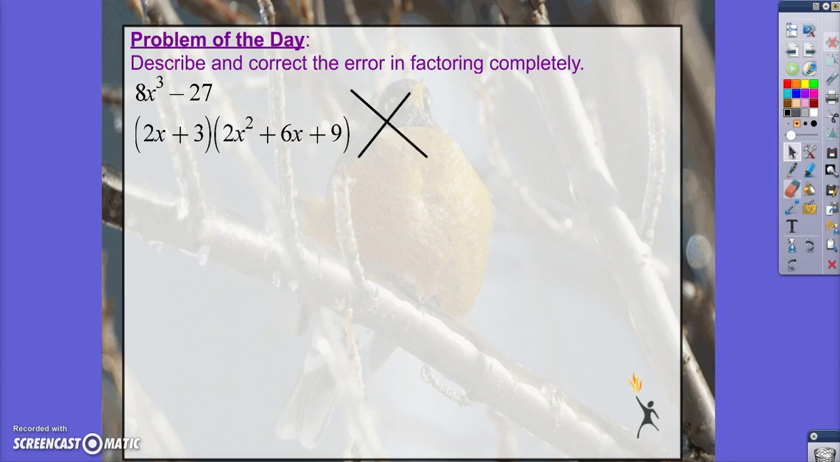Okay, so today we continue on with lesson 5.4. Actually, this is part 3. So I want you to take a look at the problem of the day, pause the video and solve it, square and correct the error in factoring completely.